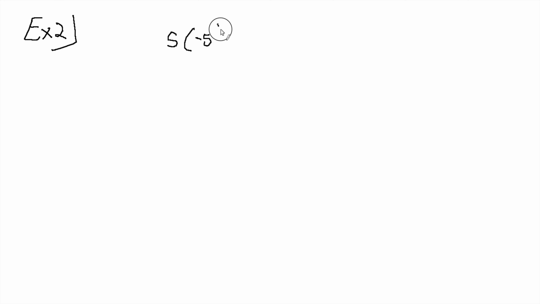Say we have 5 times negative 5. Well, we have a positive 5 being multiplied by a negative 5. So your overall answer will be negative, and so you'll get negative 25.